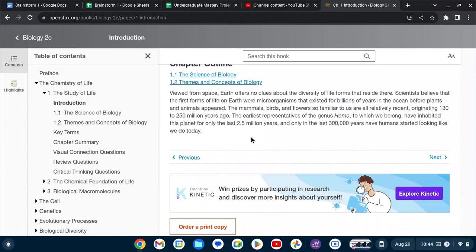Viewed from space, Earth offers no clues about the diversity of life forms that reside there. Scientists believe that the first forms of life on Earth were microorganisms that existed for billions of years in the ocean before plants and animals appeared. The mammals, birds, and flowers so familiar to us are all relatively recent, originating 130 to 250 million years ago. The earliest representatives of the genus Homo, to which we belong, have inhabited this planet for only the last 2.5 million years, and only in the last 300,000 years have humans started looking like we do today.